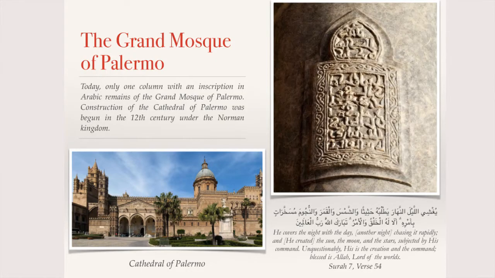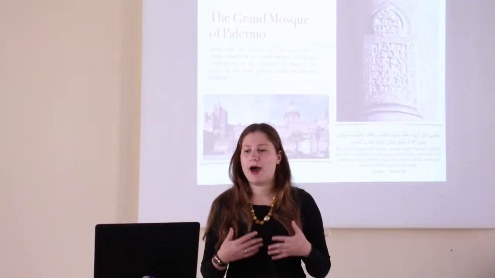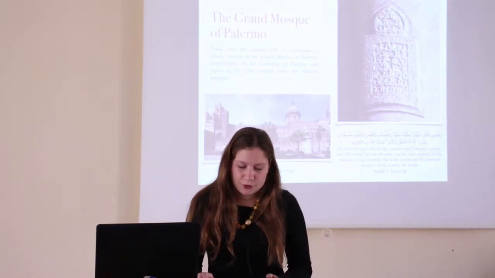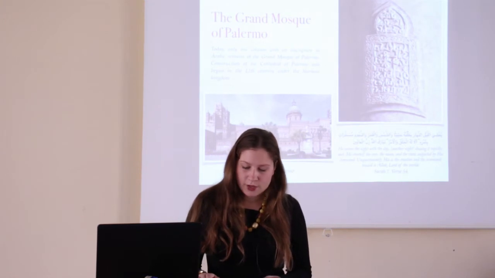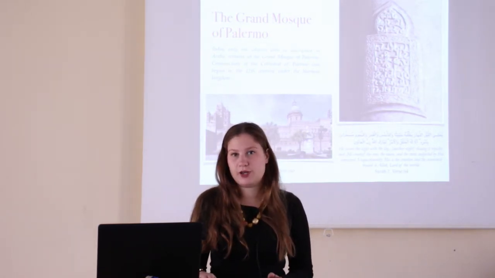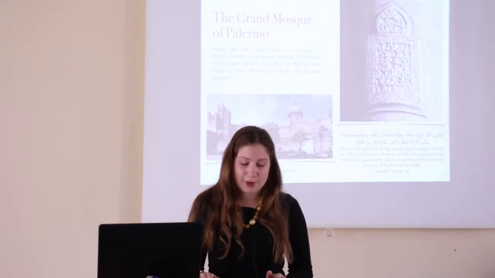So another way that we can think about how to contextualize how many Muslims or how powerful was the Islamic dynasty at the time is if we think about how many mosques were in the city. So in the capital city, there were more than 300 mosques. One of which was the Grand Mosque of Palermo.